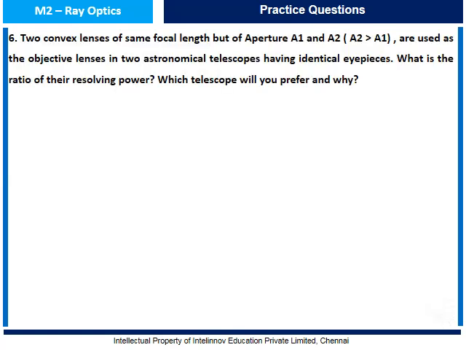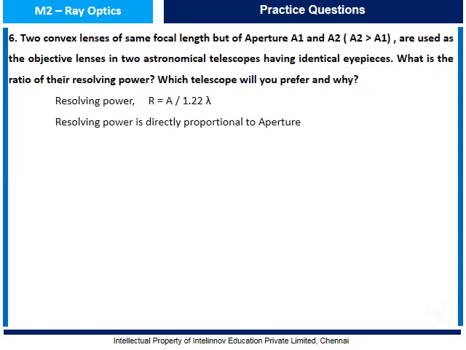Question number 6. Two convex lenses of same focal length but of aperture A1 and A2 are used as the objective lenses in two astronomical telescopes having identical eyepieces. What is the ratio of their resolving power? Which telescope will you prefer and why? The resolving power is given by R equal to A by 1.22 lambda. Here we can notice that resolving power is directly proportional to aperture. Thus, the telescope with larger aperture is preferred.